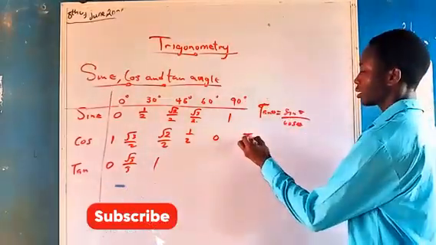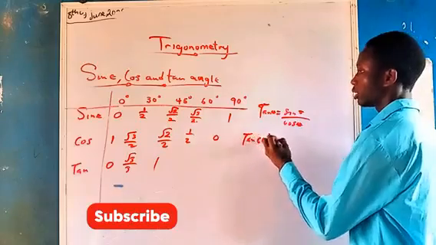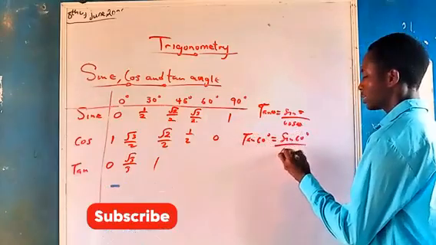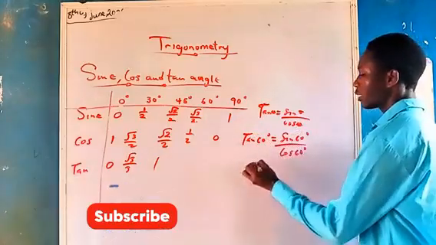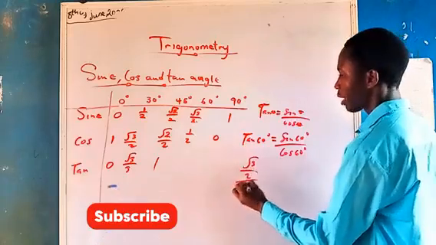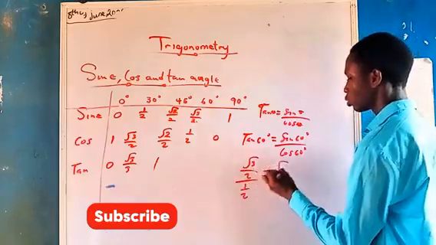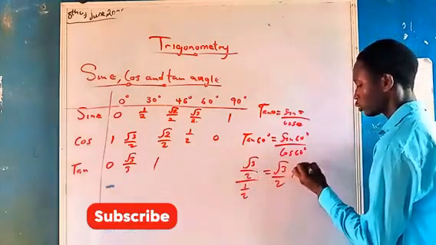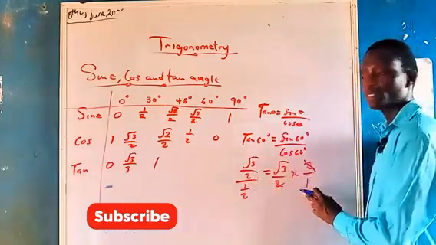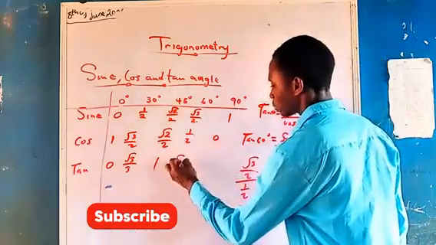We are having tan 60 degrees equal to sine 60 degrees over cos 60 degrees. And when we are talking about this, that's root 3 over 2 divided by 1 over 2, which is equal to root 3 over 2 multiplied by 2 over 1. This is going to cancel out. So we are having root 3 over 1, which is the same thing as root 3.